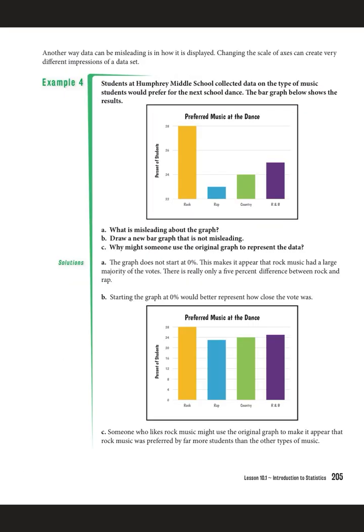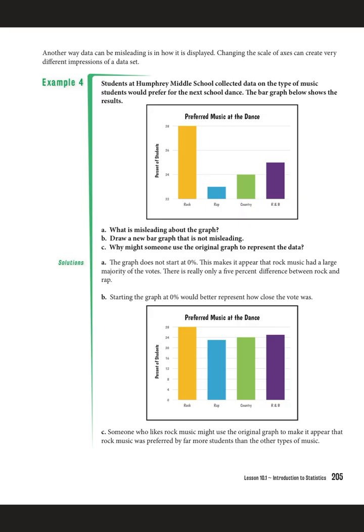Another way data can be misleading is in how it is displayed. Changing the scale of axes can create very different impressions of a data set. So here we go, example number 4. Students at Humphrey Middle School collected data on the type of music students would prefer for the next school dance. The bar graph shows the results.